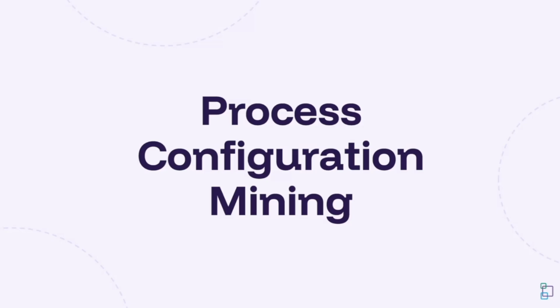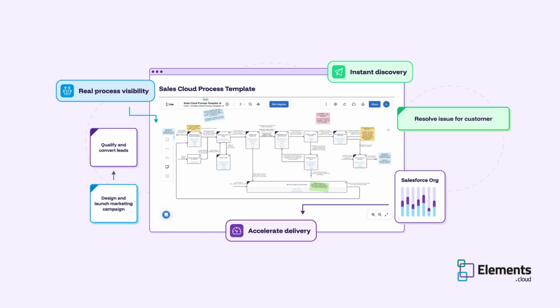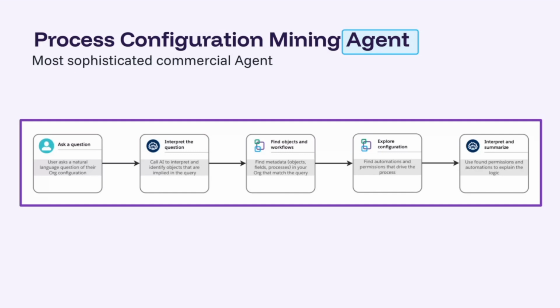Process configuration mining is a new technology which allows you to ask very detailed questions of your org by mining your metadata. It provides you with a detailed map of how your Salesforce processes actually work. So how does it do this?